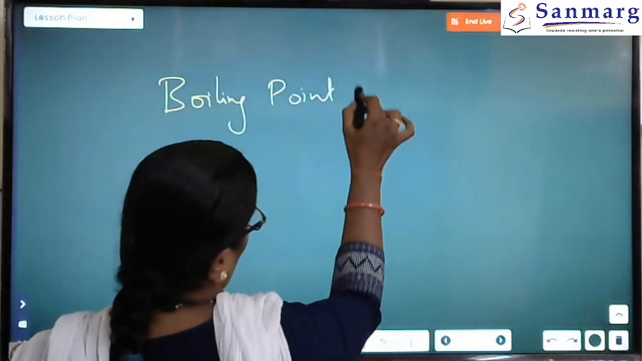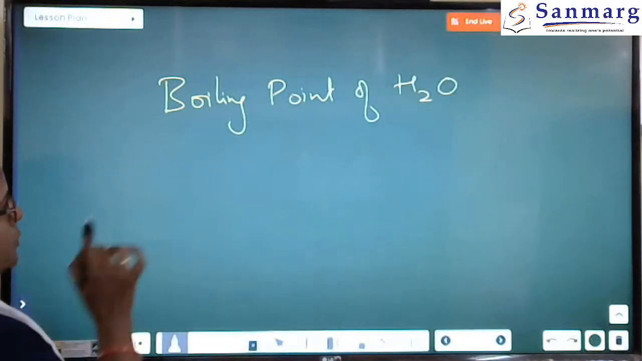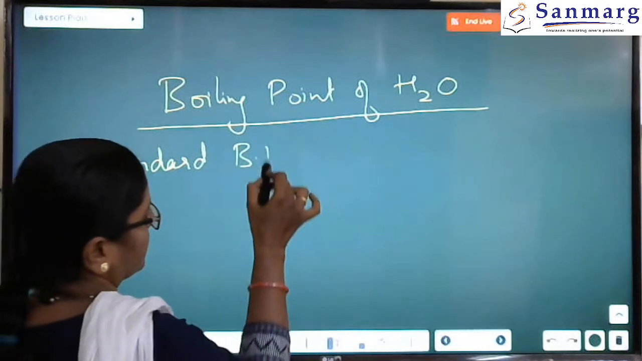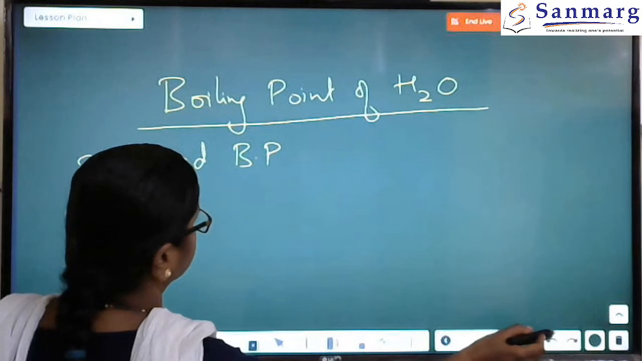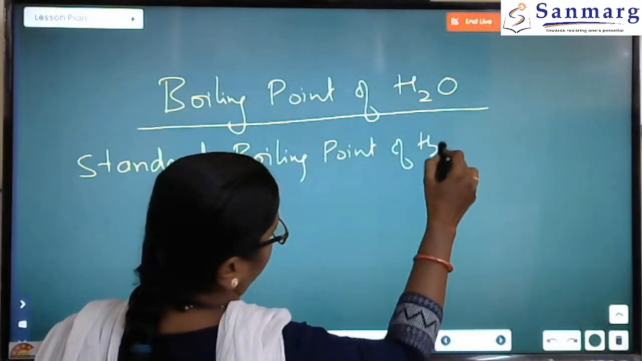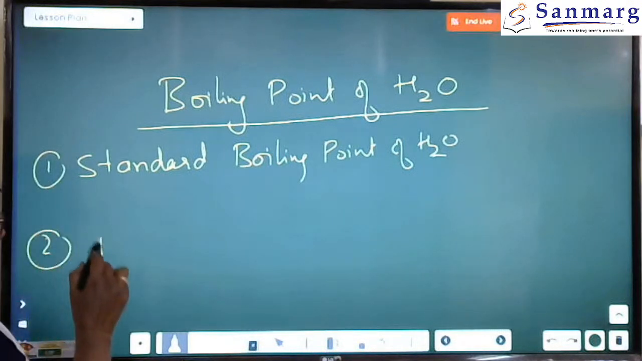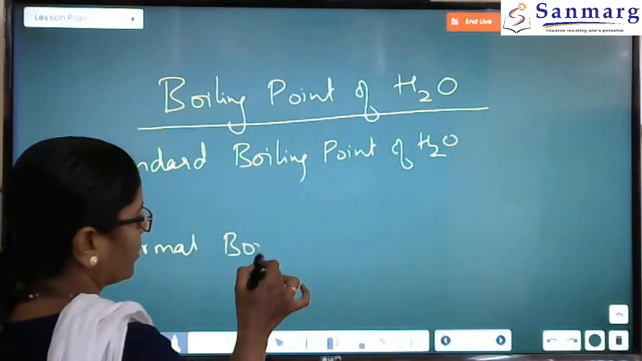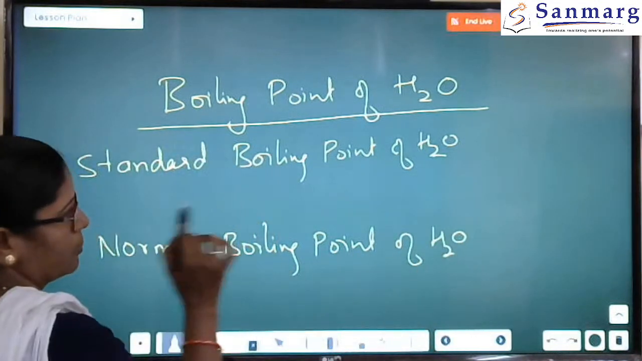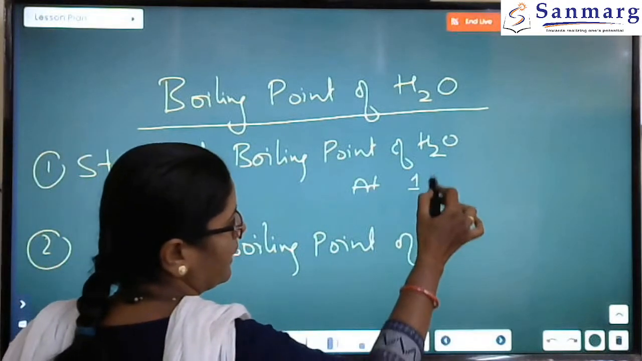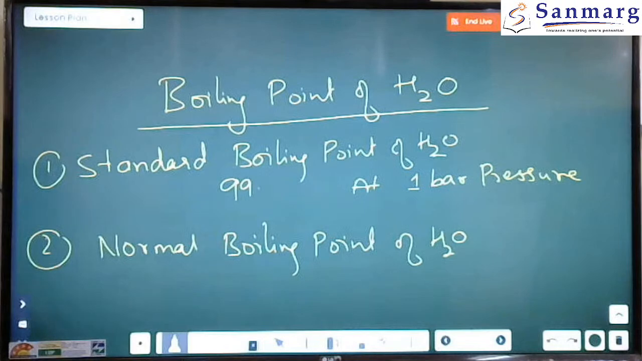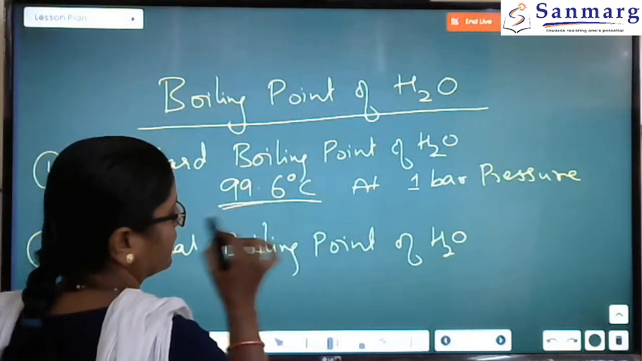Boiling point of water, H2O. You have two boiling points of water. One is the standard boiling point of water, and one more is the normal boiling point of water. Standard boiling point is the boiling point at 1 bar pressure. At 1 bar pressure, the standard boiling point is 99.6 degrees Celsius.